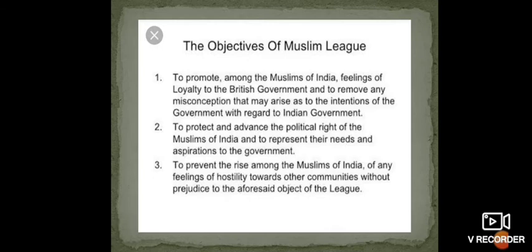And the third objective is to prevent the rise among the Muslims of India of any feelings of hostility towards other communities, without prejudice to the aforesaid objects of the League. So that is the main objective of the Muslim League. Why the Muslim League was formed is because of these three main objectives. So please remember that.